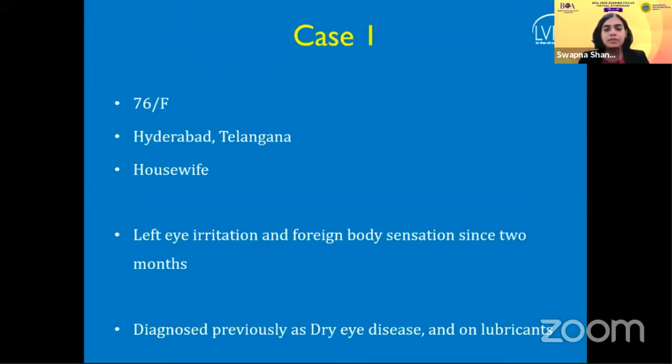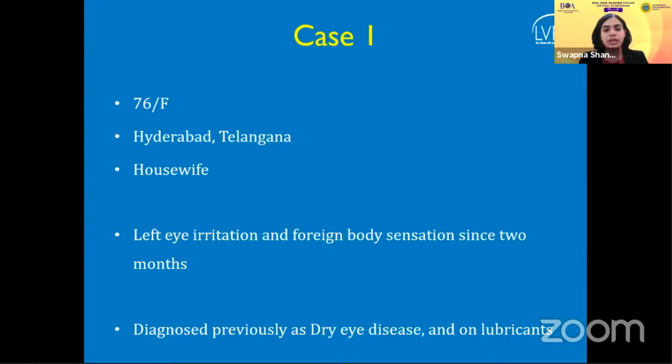So I'll be presenting two cases just to show you how we can come to an etiological diagnosis for different conditions of cicatrizing conjunctivitis. So this was a 76-year-old female who presented to us from Hyderabad, Telangana.